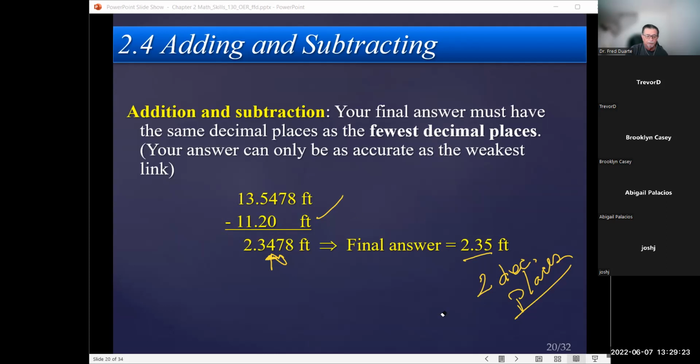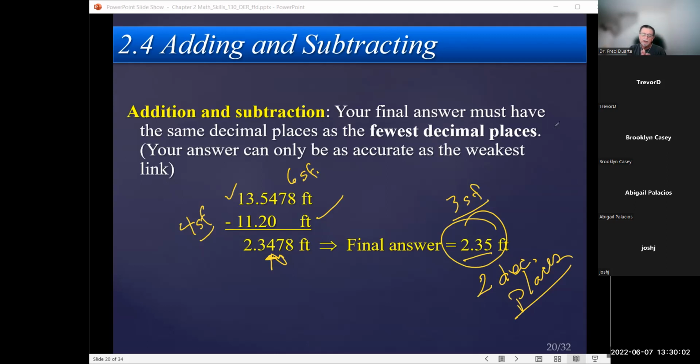How many sig figs does this first number have? 13.5478. Okay, 6, that is correct. 1, 2, 3, we got 6 sig figs. What about the 11.20? How many sig figs there? We got 4 sig figs, that is correct. Okay, look at our answer. How many sig figs did our answer have? 3, okay. So in this scenario, when adding and subtracting, significant figures do not play a factor, okay?